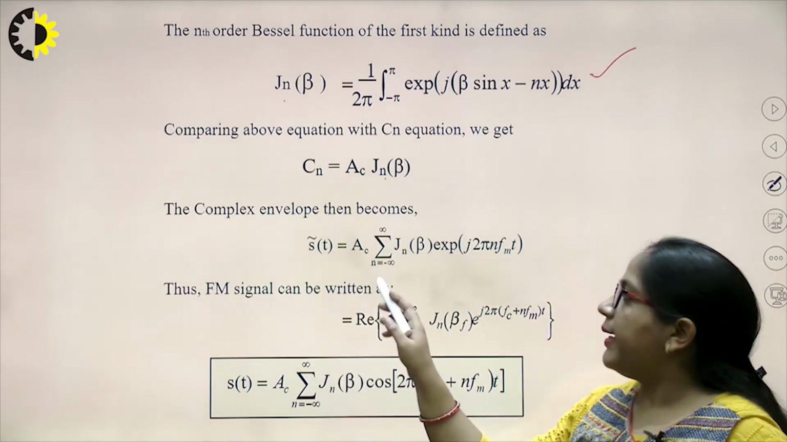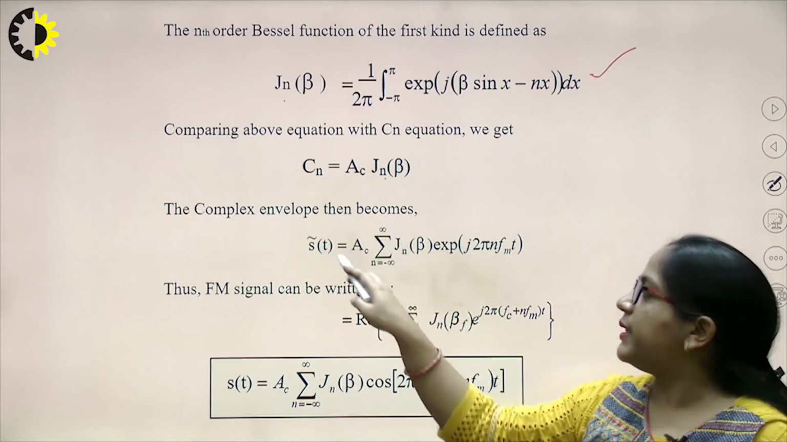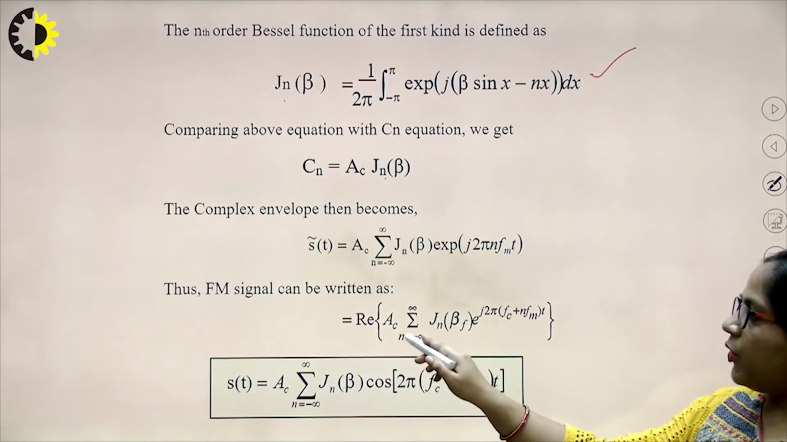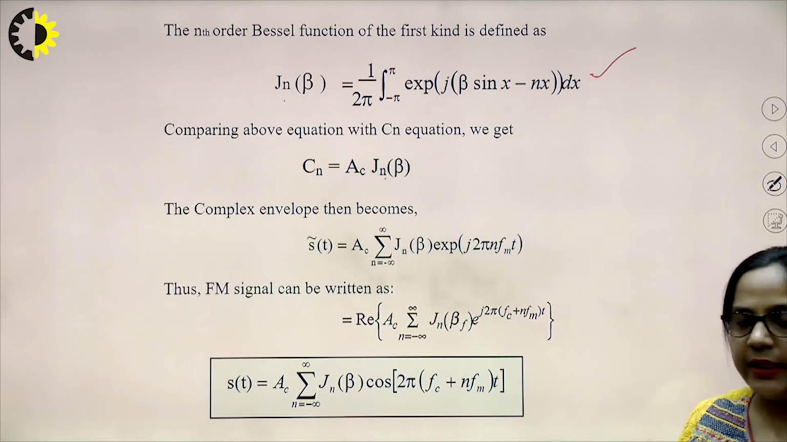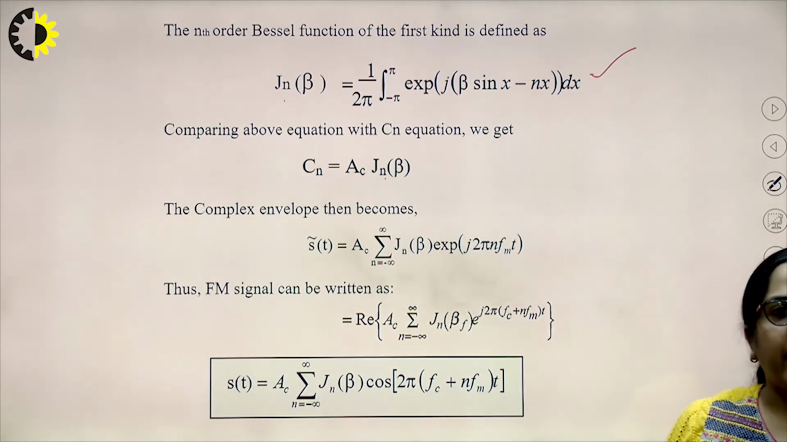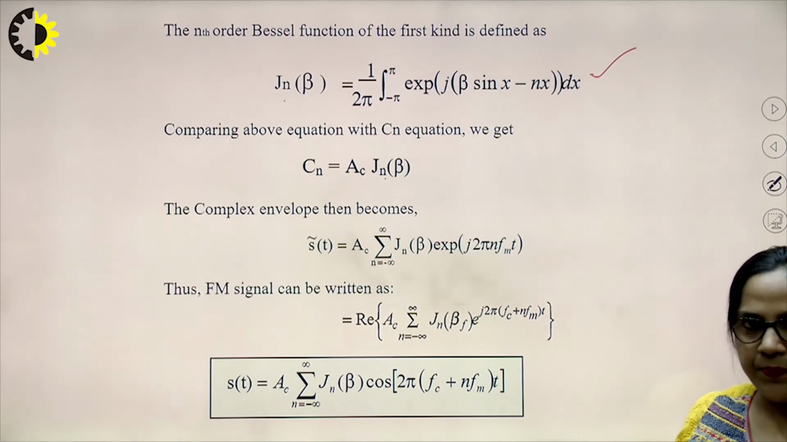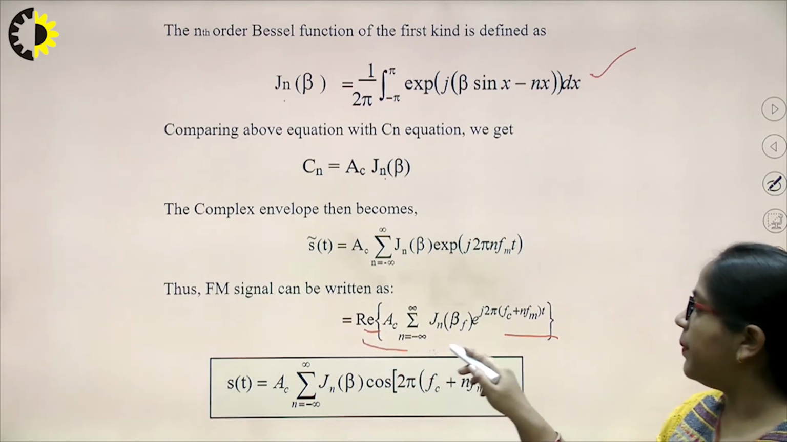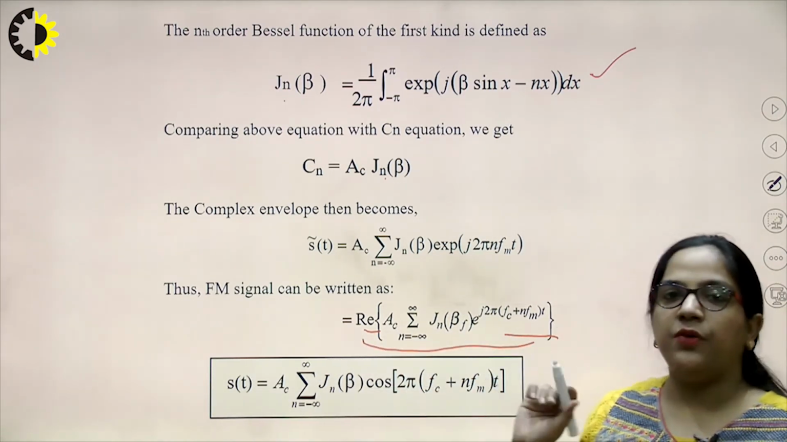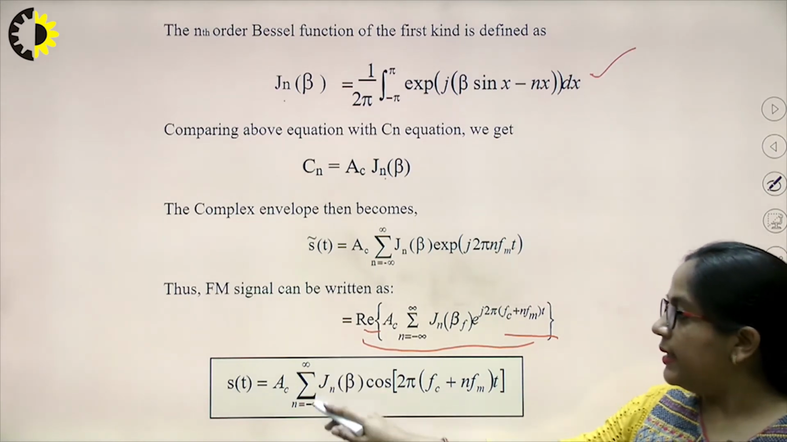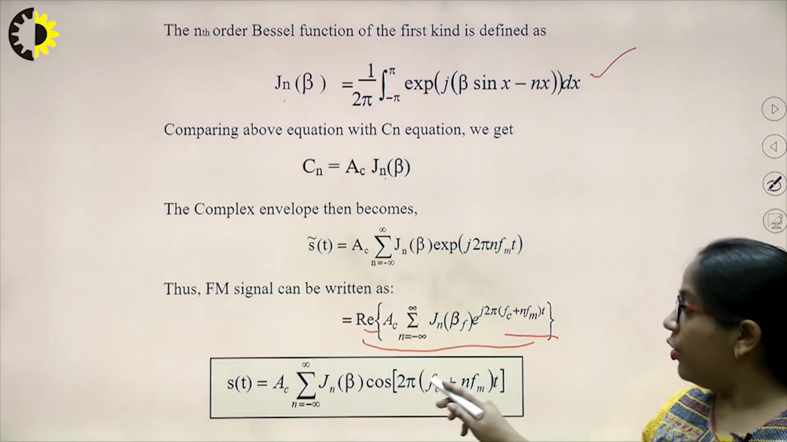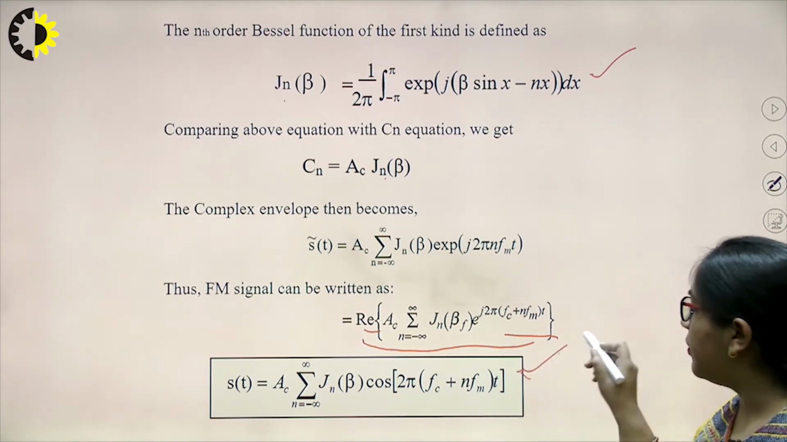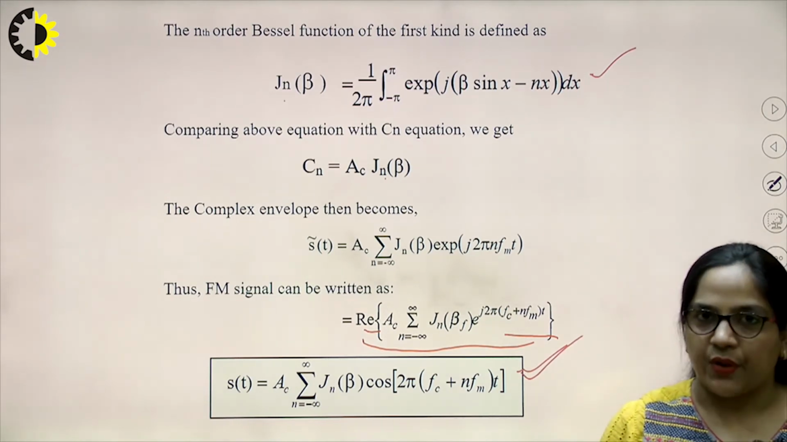Now, the FM signal can be written by replacing the value of this s cap t in our main expression. So, the FM signal can be written as the real part of Ac summation n from minus infinity to infinity Jn beta exponential of j 2 pi Fc plus n Fm t. Here we are considering only the real part. So, considering the real part of this expression, we will get the final expression for our wideband FM signal as Ac summation from minus infinity to infinity Jn beta cos of 2 pi Fc plus n Fm t. Okay. So, this is the final expression we are getting in the case of wideband frequency modulation.